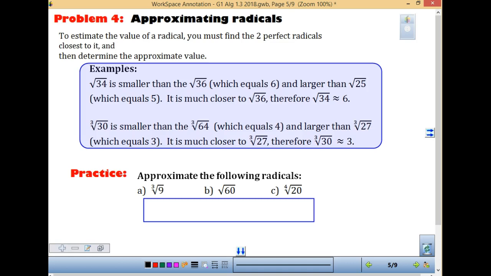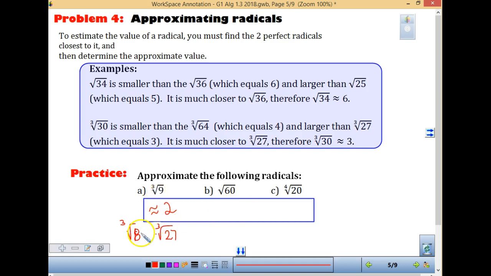So, looking at that page before, if you need to, we are looking at the cube root of 9, which means the cube root of 9 is between what? The cube root of 1 and the cube root of 8, excuse me, and the cube root of 27, right? We're looking at that one. Much closer to 8, so we're going to say that this is approximately 2.